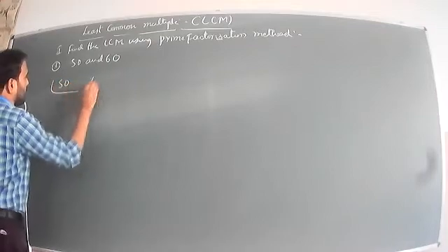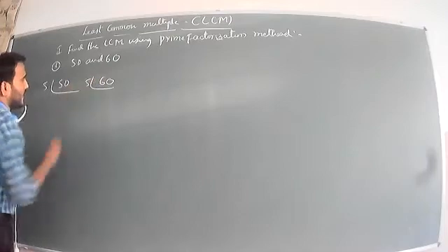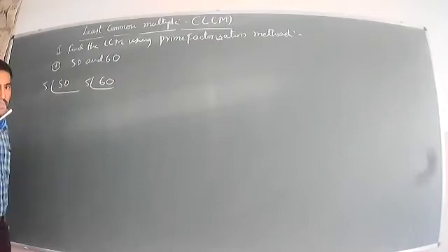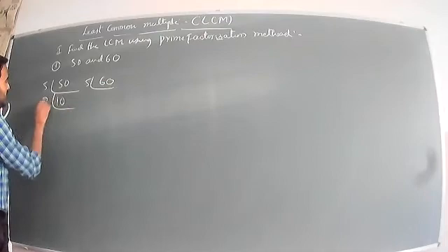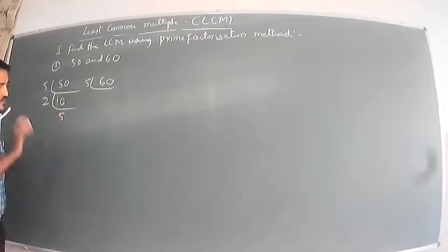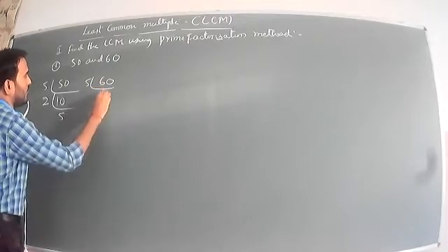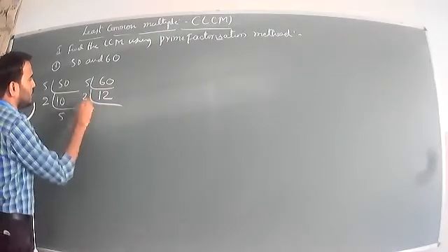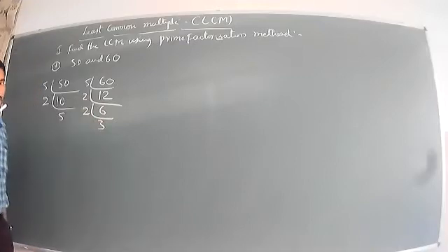50, 60. Okay, here 5 we can take, here also 5 we can take. Common is easy to take. One has 0 and this has 0, so you can directly take the 5. 5 times 10 is 50. Next take 2. 2 times 5 is 10. So it is enough, 2 and 5 are prime numbers. Next 5 times 12 is 60, next take 2, 2 times 6, next again 2 times 3. So we have completed the prime factorization.